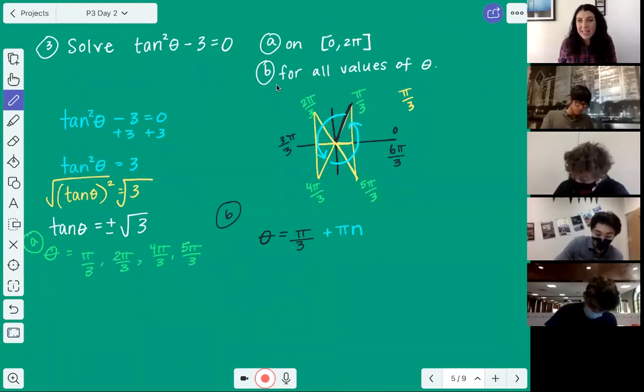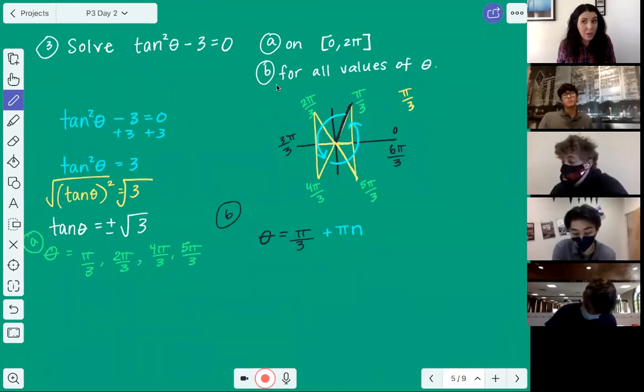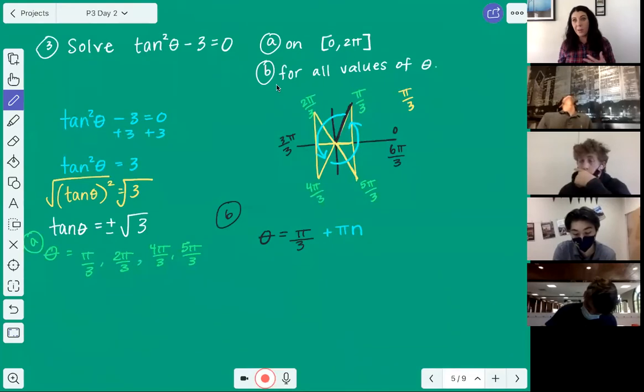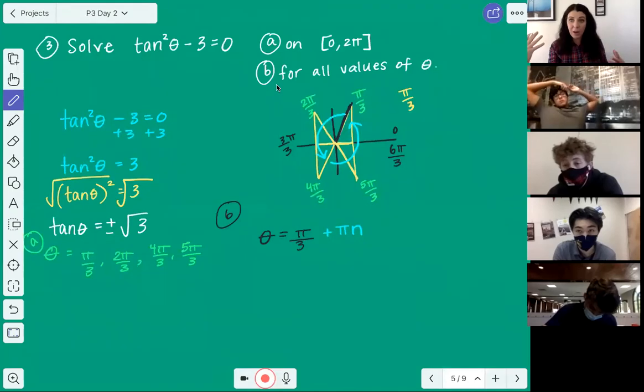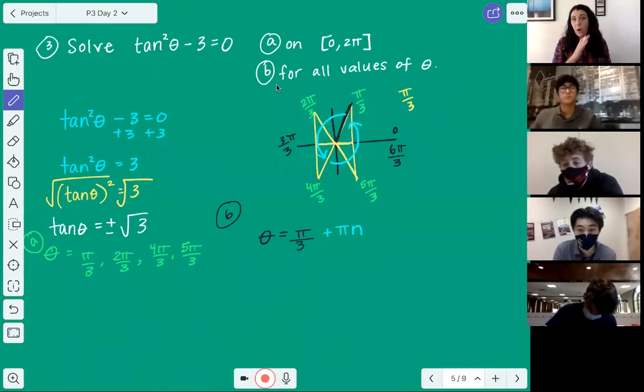And n means any whole number, any integer. So that could be a -1, that could be a +7, it could be a +32, it could be a -84, it could be any number. If I start at pi over 3 and I add pi times any number, I'm going to end up either in that first quadrant at the pi over 3, or I'm going to end up in the third quadrant at the pi over 3. So that's one of my answers here.